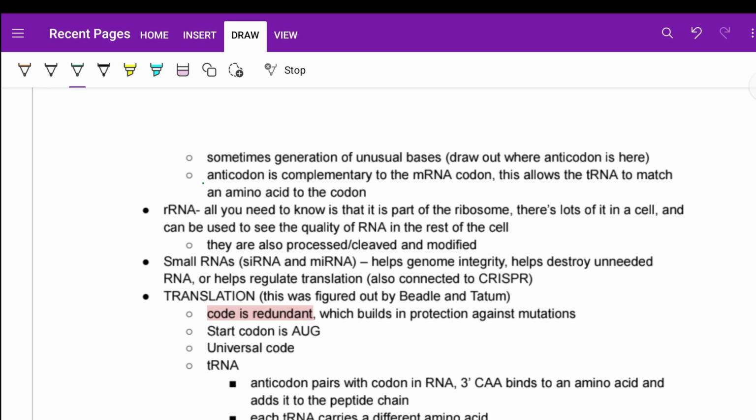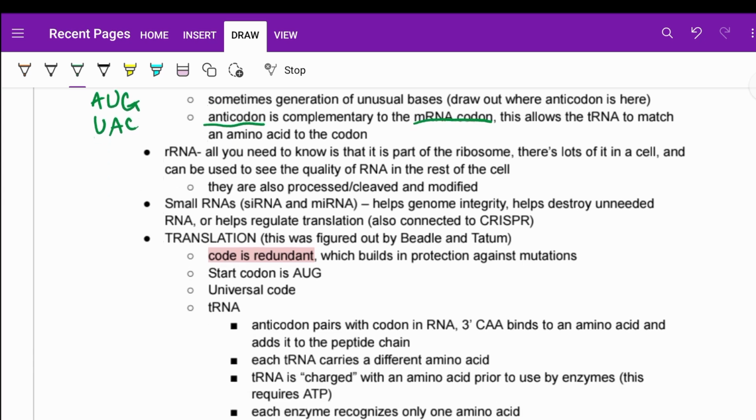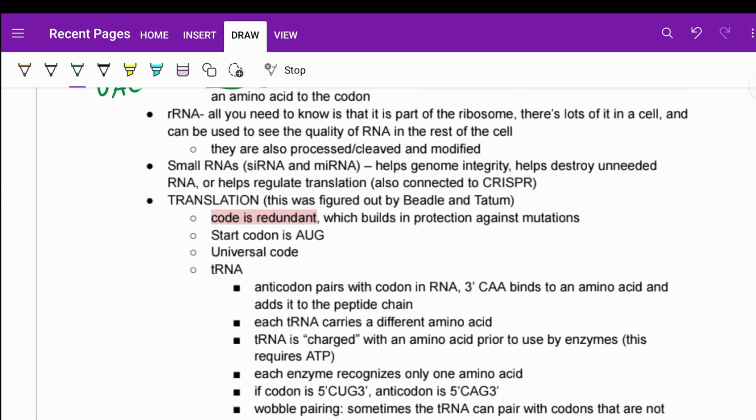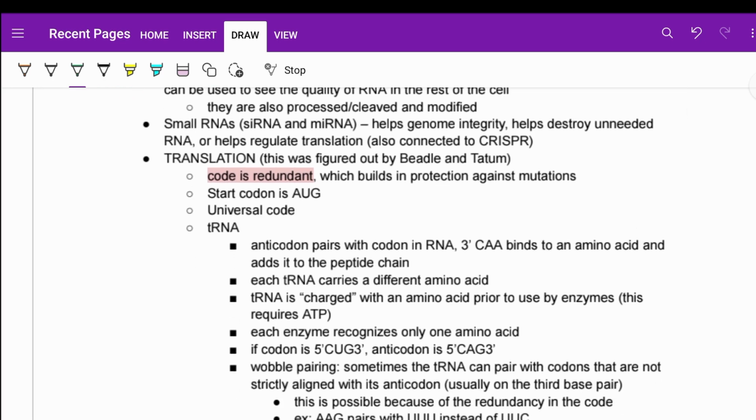And the anticodon is complementary to the mRNA codon, which allows the tRNA to match an amino acid to the codon. So if the RNA said UAC, the anticodon would be AUG. And that's kind of how that goes. rRNA, all you need to know is that it's part of the ribosome, and it can also be processed.